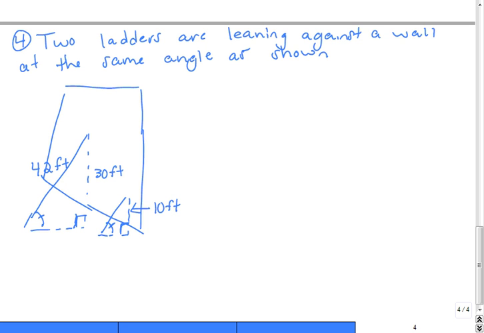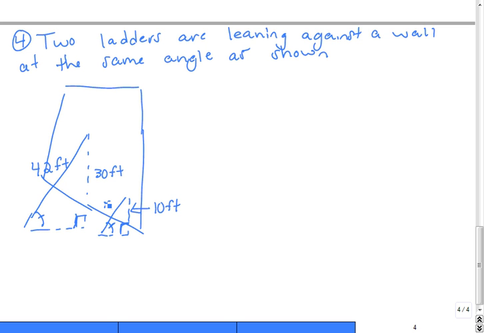Okay, for problem number 4, we're told that two ladders are leaning against a wall at the same angle. Since we know that these angles are the same, we know that they both form right angles against the side of the building. We know that the third angles have to be the same, so that means they must be similar triangles. And we're trying to figure out the height of the little ladder.